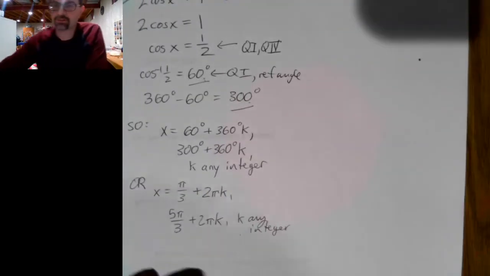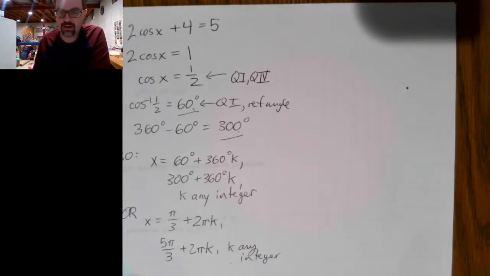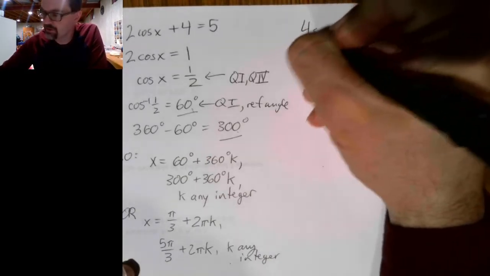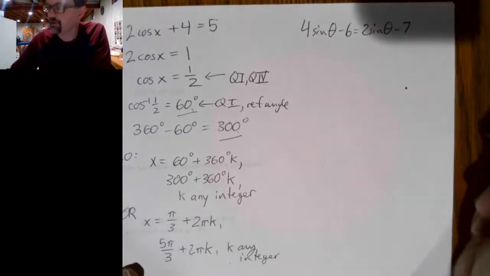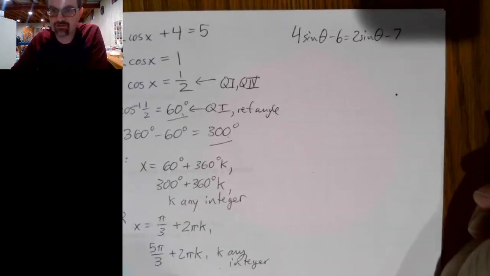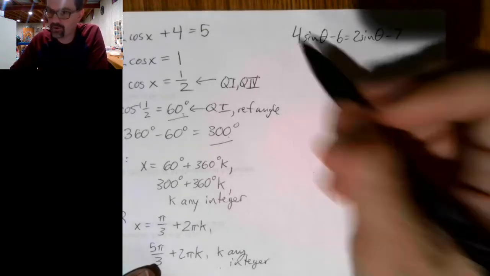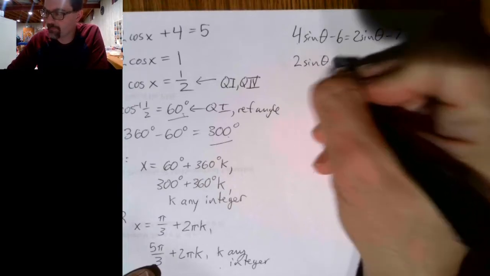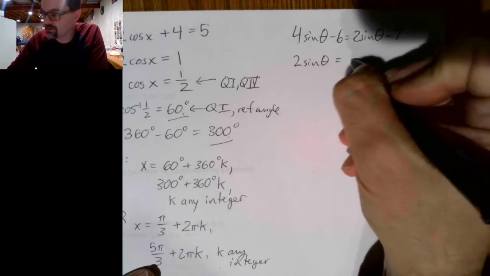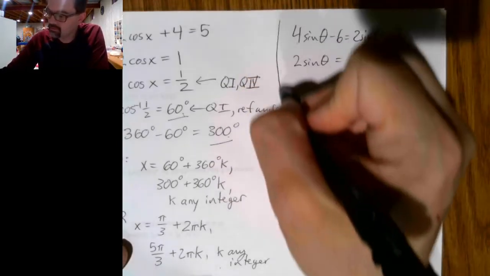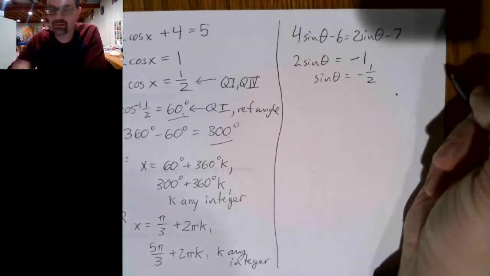Alright, so next problem, same sort of situation. We need to rearrange some things here first. Real quick, jot it down. Sine theta minus 7. Alright, get all the sine thetas by themselves. So I am going to subtract 2 sine theta from both sides. So 4 minus 2 leaves us with 2 sine theta. I am going to add 6 to both sides. So adding that to negative 7, we still have a minus 1. So divide by 2, we have sine theta equals negative 1/2.